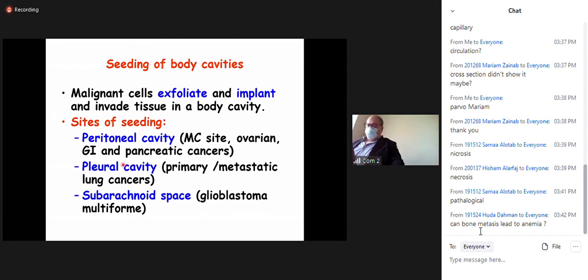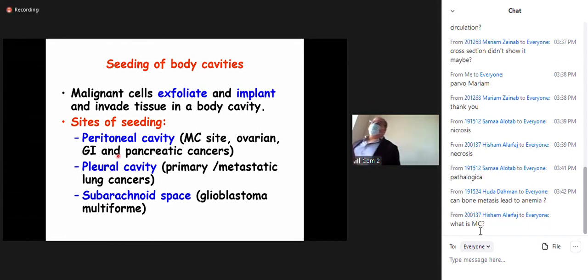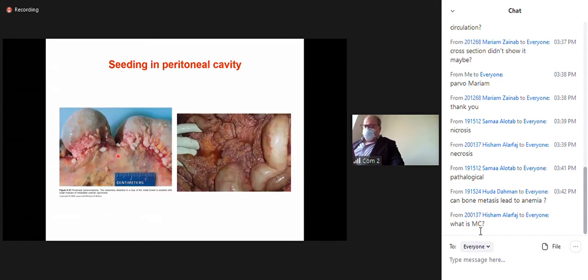Also, we see it with pleural cavity involvement in prostatic adenocarcinomas, where you're going to see that the tumor has spread in the pleural cavity as a result of the detachment of those cells and the bathing in the pleural fluid. The same exact thing happens with glioblastoma multiforme. Here's an example of that.